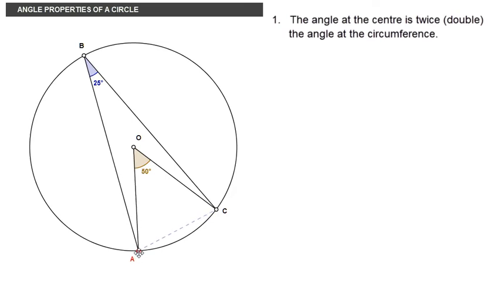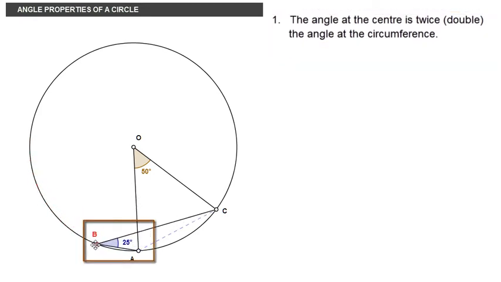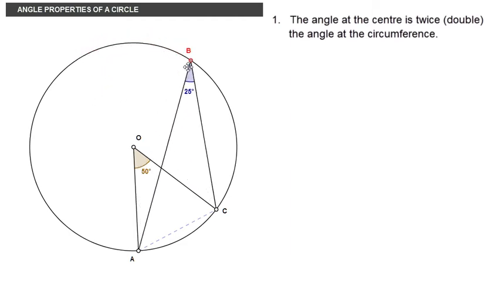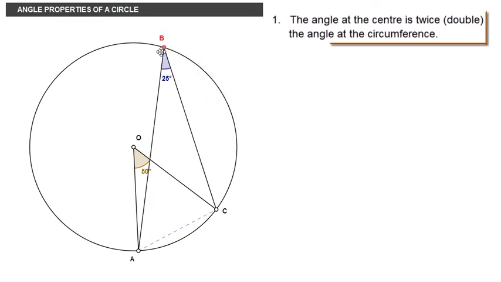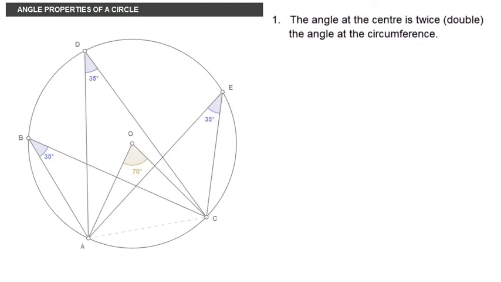With the final changes made, the new angle at the center is 50 degrees, and as per the first property, the angle at the circumference is half, that is 25 degrees. Moving the point B again on the major arc results in no changes, thus validating the first property, which states that the angle at the center is twice the angle at the circumference.